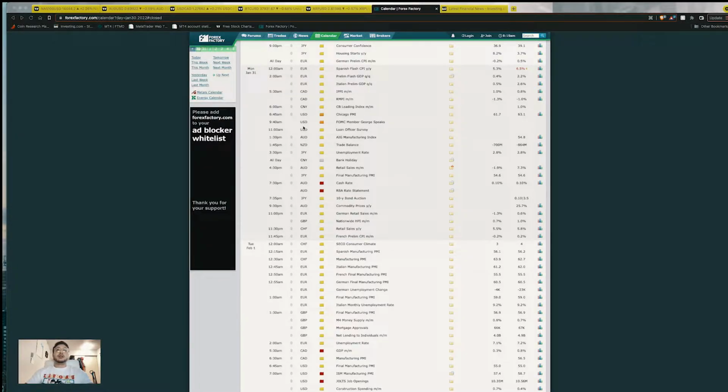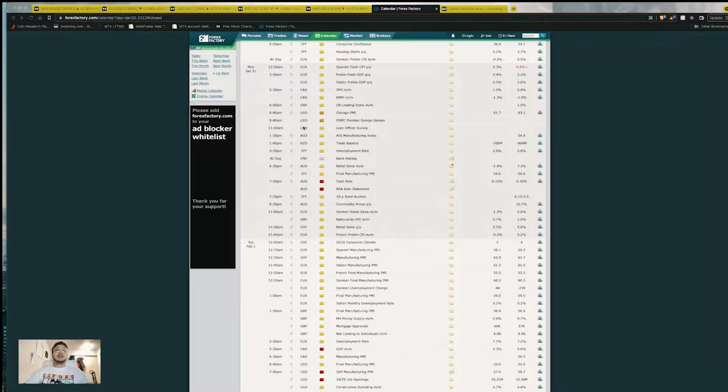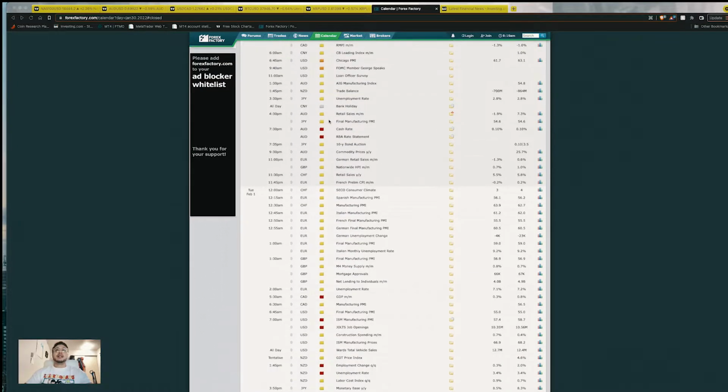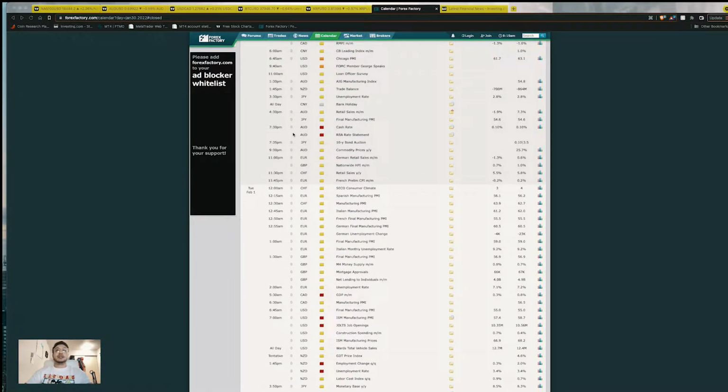For those that don't know what Forex Factory is, the news events are arranged in color-coded folders for low impact, medium impact, and high impact news. Low impact is yellow folders, medium impact news is orange folders, and the high impact news are red folders. Continuing on, Monday at 7:30, we have some Australian dollar news, with the Reserve Bank of Australia releasing a rate statement.